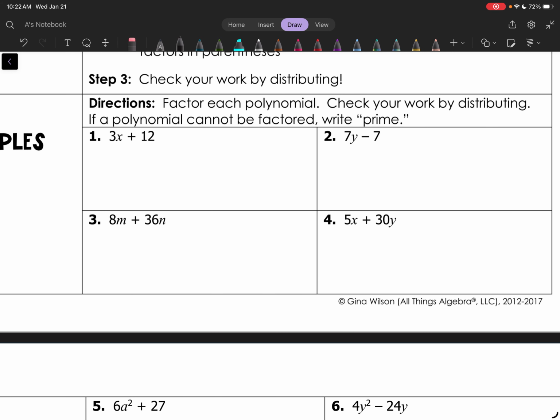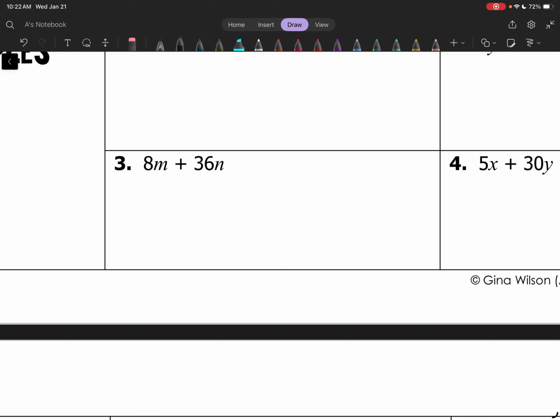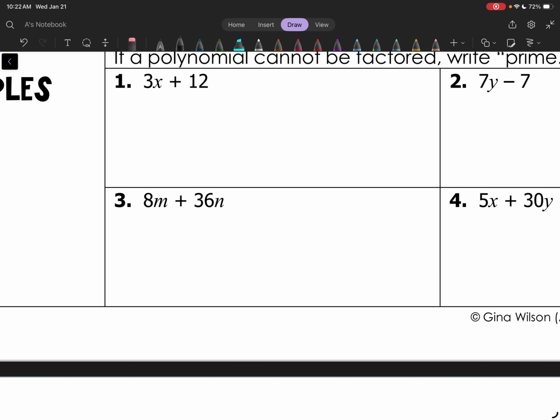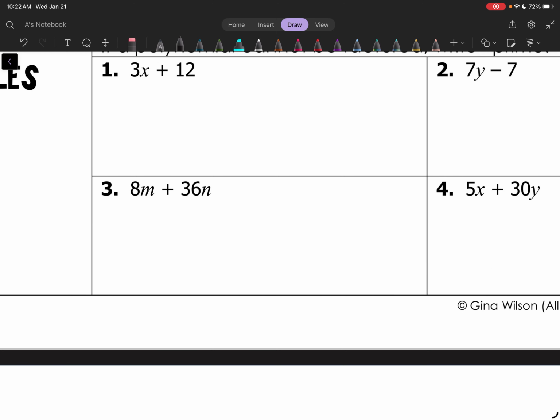Now I'm going to jump down into number 3. For number 3, I have 8m plus 36n. Choose your lowest coefficient. In this case, the lowest coefficient is 8. I'm going to do the factors of 8. 1 times 8 is 8. 2 times 4 is 8, and that's it. I highly recommend writing it in a list like this to try.